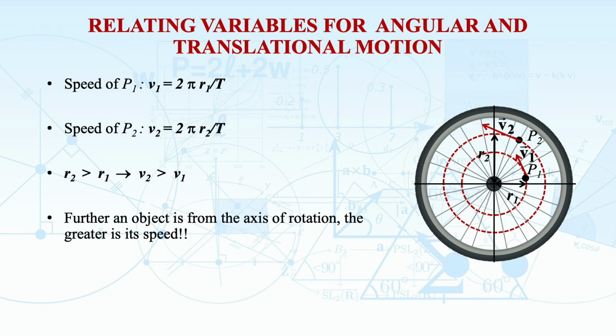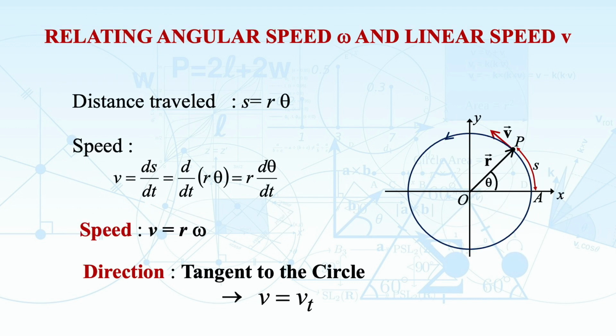So can we relate this angular speed and the linear speed V? Yes, we can. And how do we do that? We know how to relate theta to a distance. We say that theta is measured as S by R. Remember, theta is in radians. Both S and R have units of length. So theta is equal to S by R. So we can write S is equal to R theta.